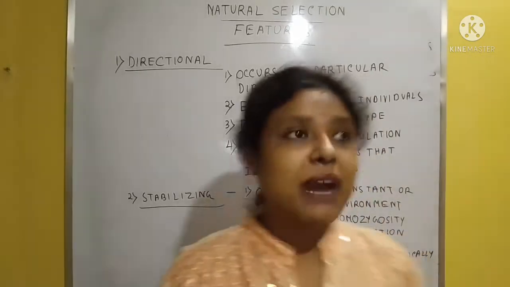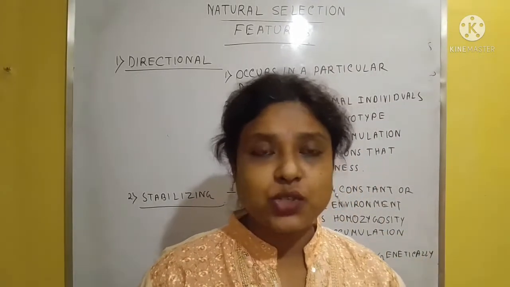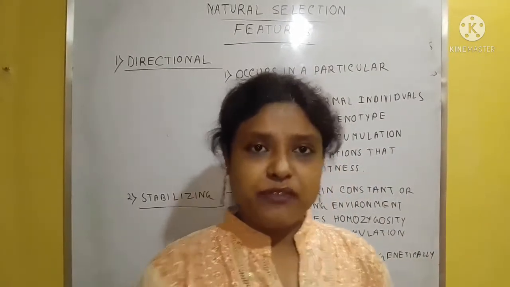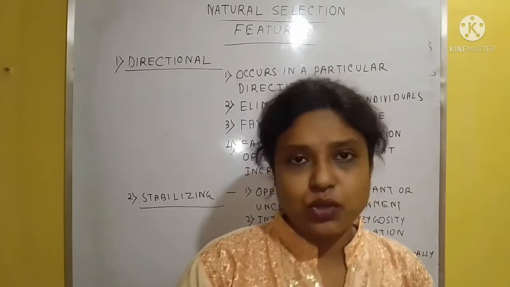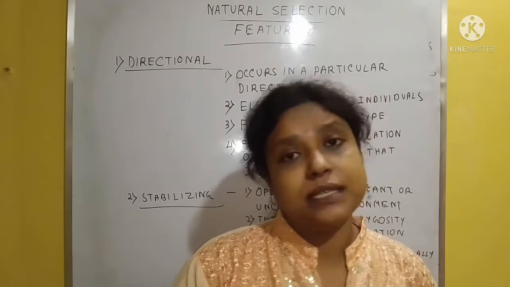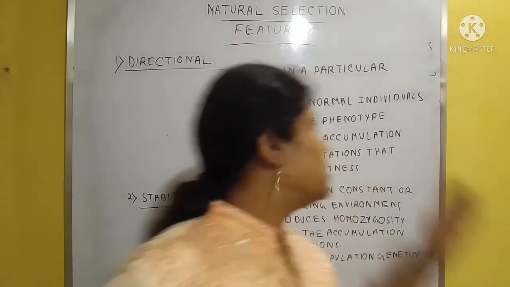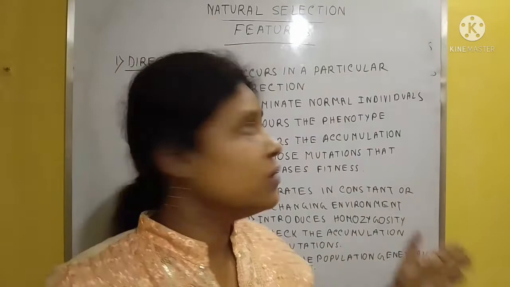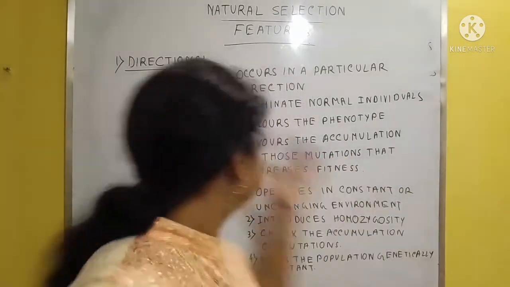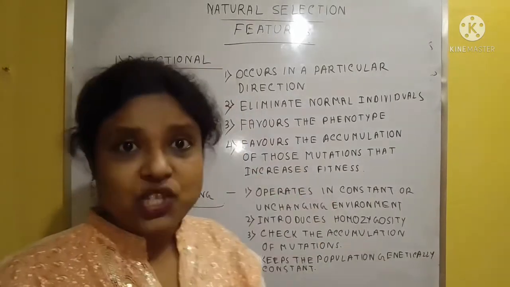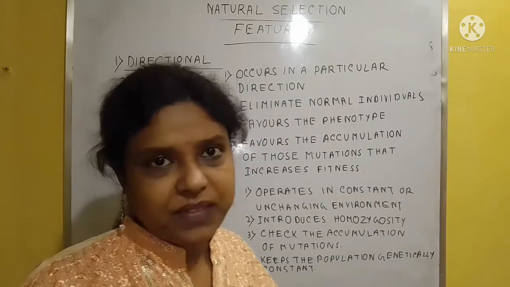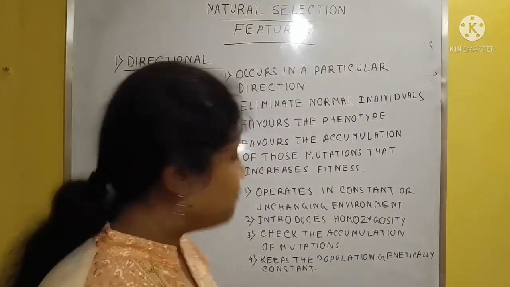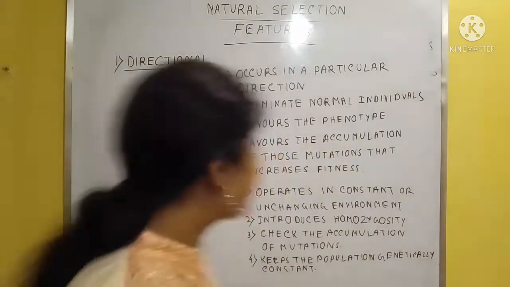This is the second part of natural selection, and before that I explained natural selection and the types also. And here we discuss the characters that we see in the species which are selected directionally, or in a stabilized way, or in a disruptive way. Clear? So these are the features we see here.